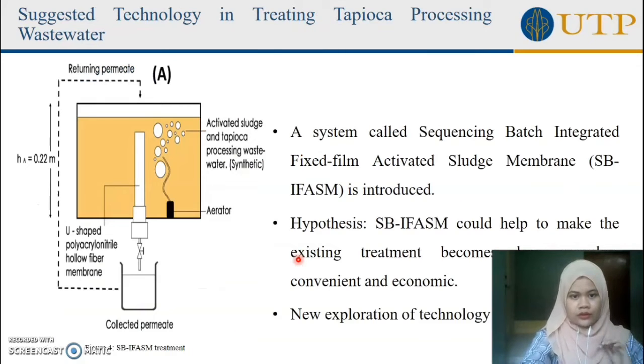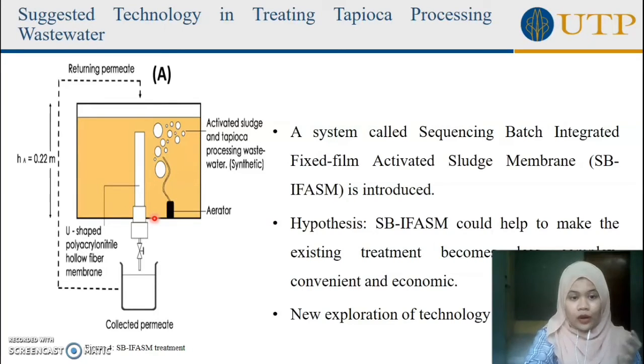Because of this reason, I will introduce a system called Sequencing Batch Integrated Fixed Film Activated Sludge Membrane Process, or we call it FYP2, where this system implements a gravity-driven membrane coupled with biofilm. What is a gravity-driven membrane? It is basically a filtration done without using a power pump, like how a membrane bioreactor normally does. It utilizes gravity, and also the biofilm.